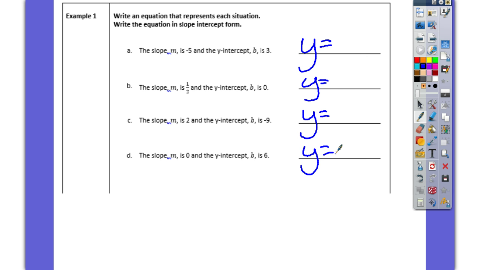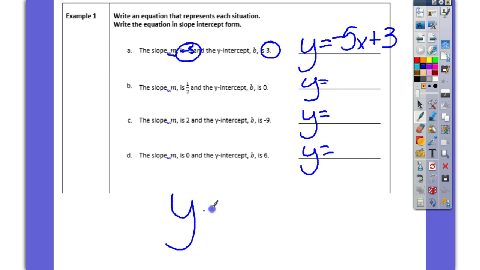Now in letter A, it doesn't get much easier than this today. They're telling me the m, the slope, is -5. The b, the y-intercept, is 3. So how do I write that? Y equals what? Everybody together. Y equals -5x plus 3. Because remember, we're working with y equals mx plus b.